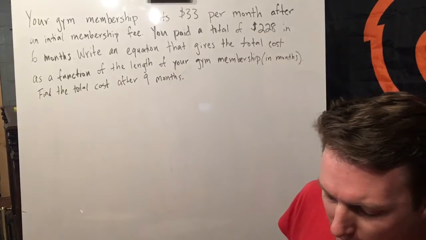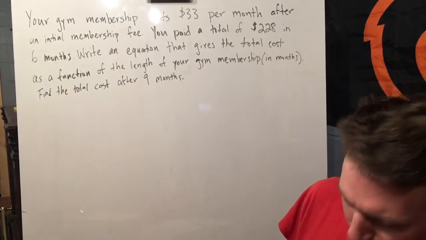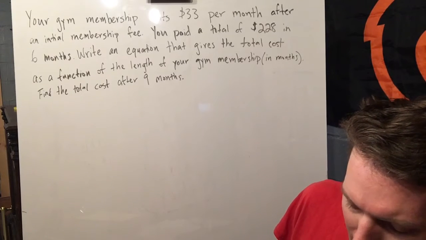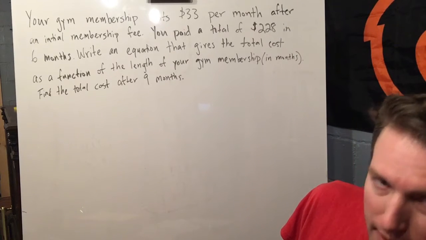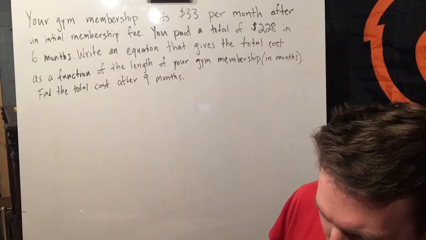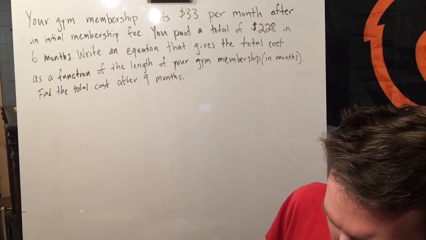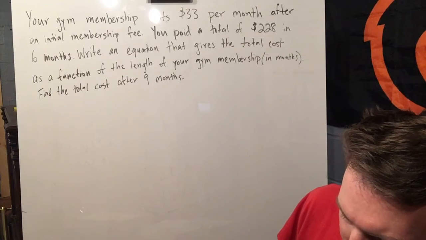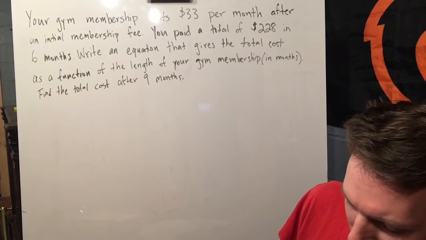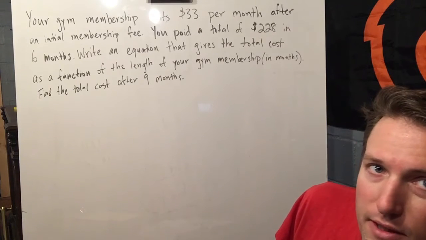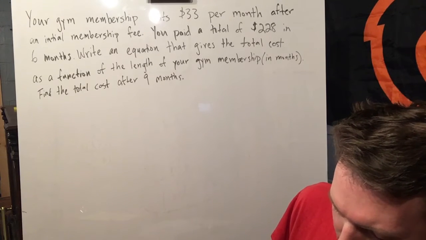So the problem today is about a gym membership. Your gym membership costs $33 per month after an initial membership fee. You have paid a total of $228 after 6 months. Write an equation that gives the total cost as a function of the length of your gym membership in months. Find the total cost after 9 months.